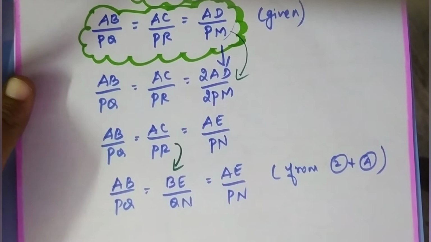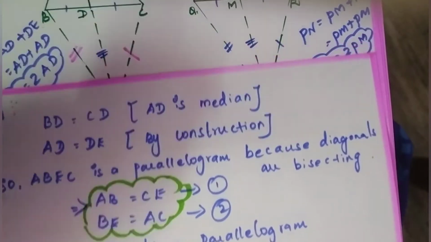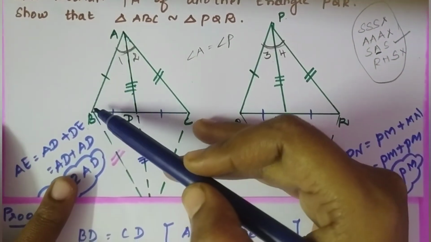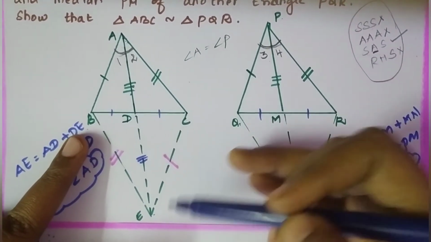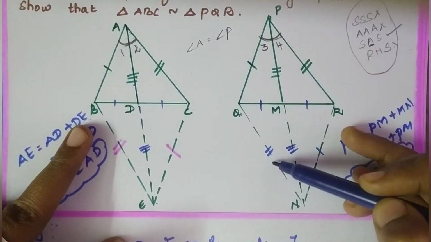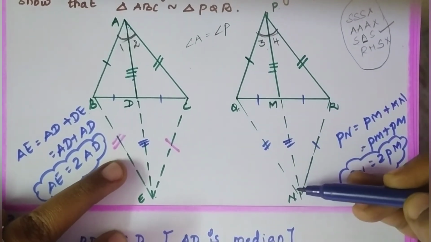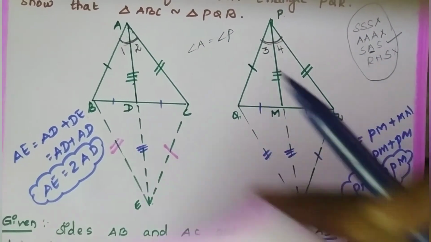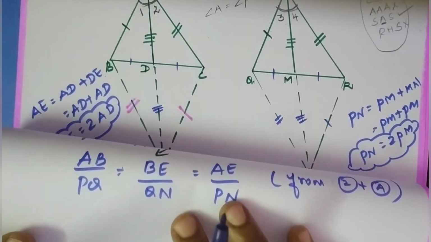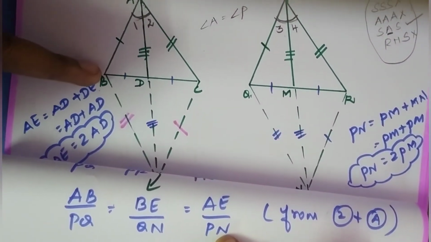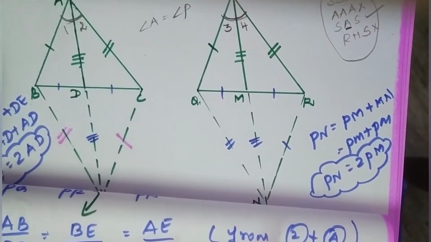Okay. Next, AB. Where is AB? AB divided by PQ. Okay. Next, BE. BE divided by QN. These two sides. Okay. And then AE divided by PN. That only we proved now. Clear? See this one, Kana? What we proved? AB is proportional to the side PQ.